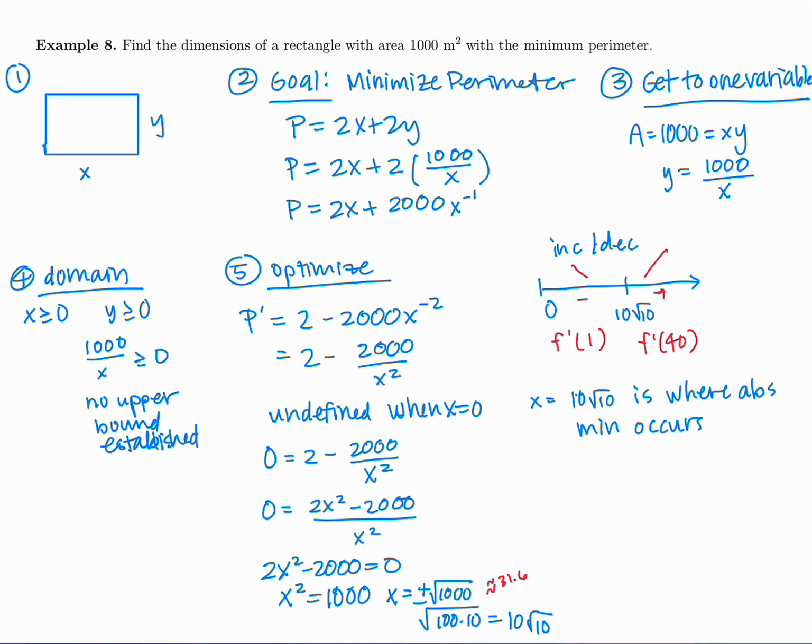Okay, so let's go back and see what our question was. It says find the dimensions of the rectangle. So our dimensions: x equals 10 square root of 10, and y is, well, it's 1,000 divided by x, so it would be 1,000. I'm going to come over to the side to do that.